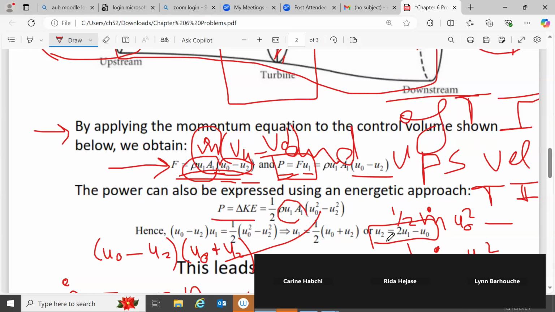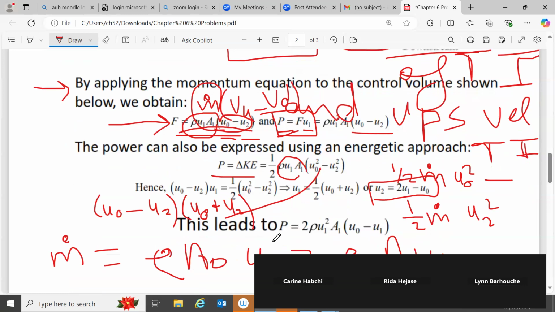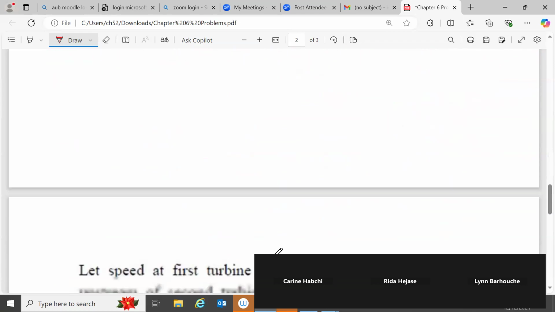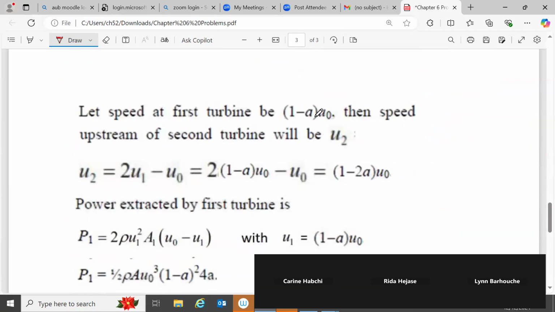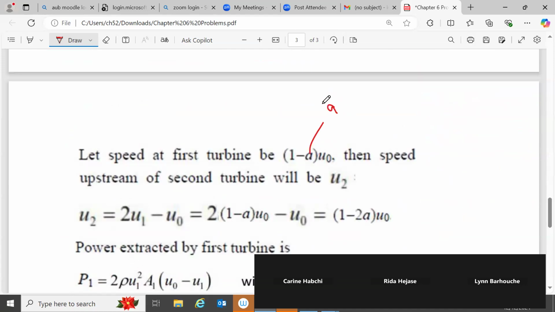If we replace U2 by its expression in the power, we get the expression of power extracted by turbine number 1. And since we want to optimize power, we can define a coefficient A. As we said, what will happen to the velocity as I move through my turbine? The velocity will decrease. That's why I can define a coefficient A between 0 and 1.